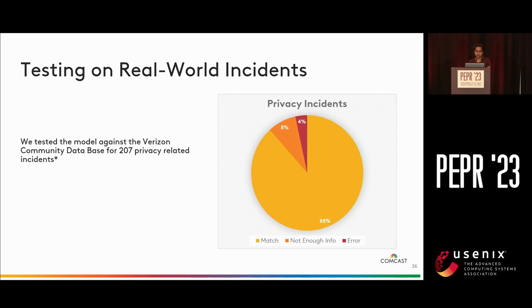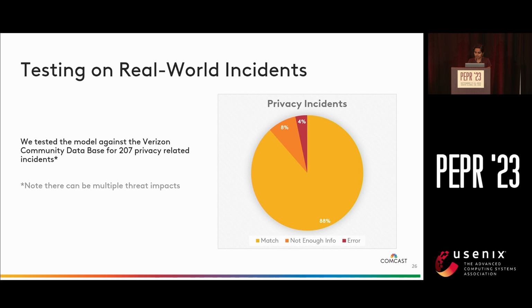So now that we know how we use MAP and create personas, we asked if we can show a use case of real-world incidents as personas using MAP. So what we did is we tested this model against the Verizon community database for 207 privacy-related incidents. Note that there can be multiple threat impacts for each of these privacy incidents, but from our sample of 207 incidents, we found that 183 incidents match this framework category. About 24 did not match, so that's around 11%, and that's because they did not have enough information about the mechanism of threat.